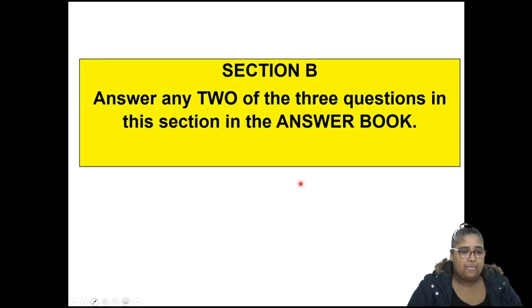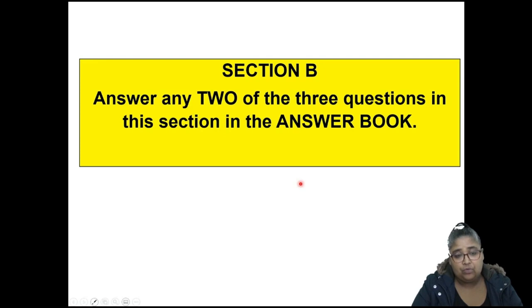So in section B, there are three questions given in the paper. You have to answer two. Each of these questions is of a total of 40 marks, right? So it's question two, question three, or question four.